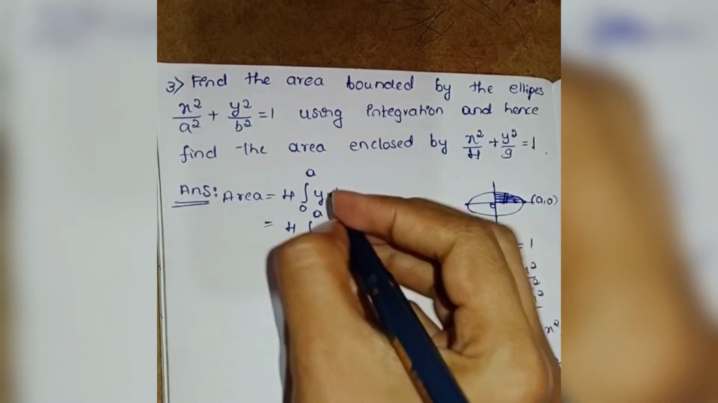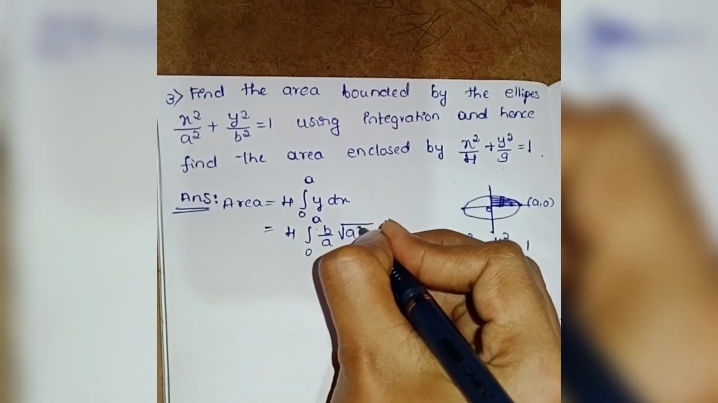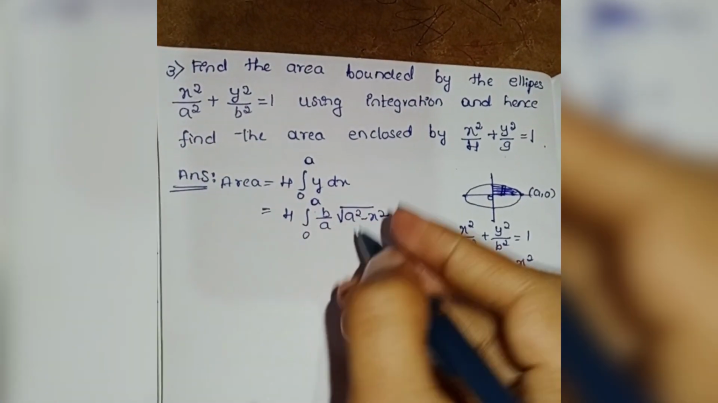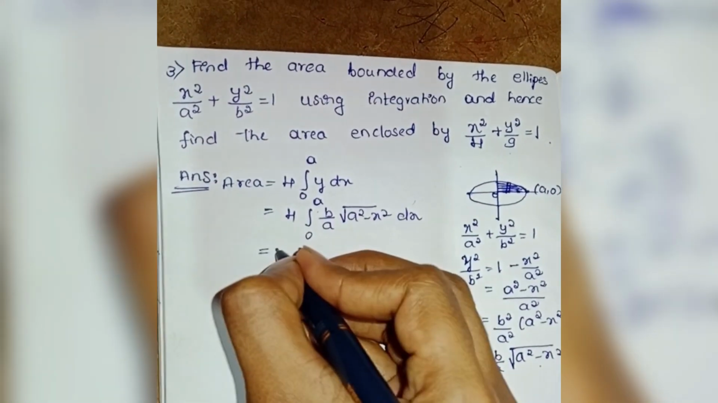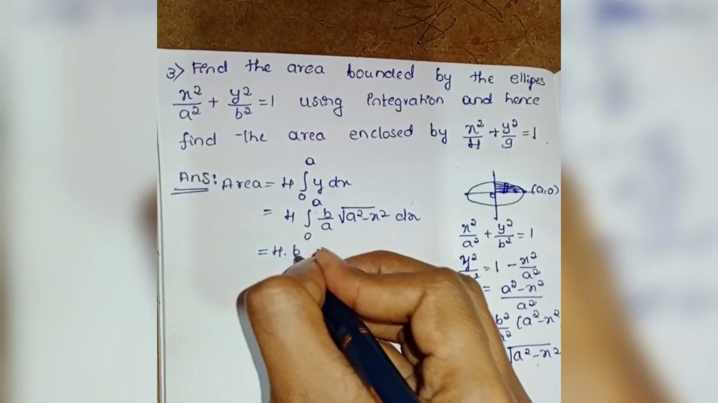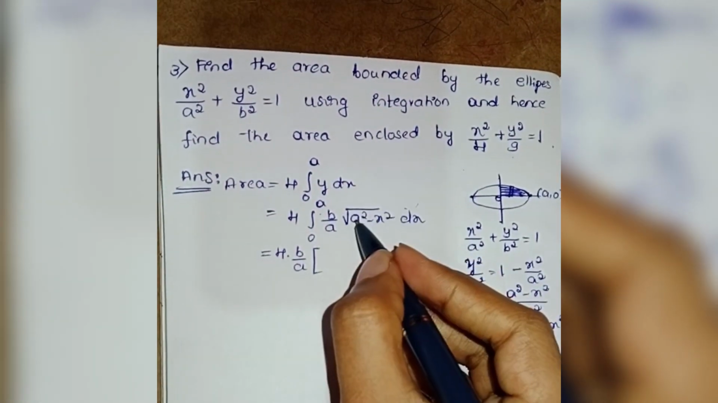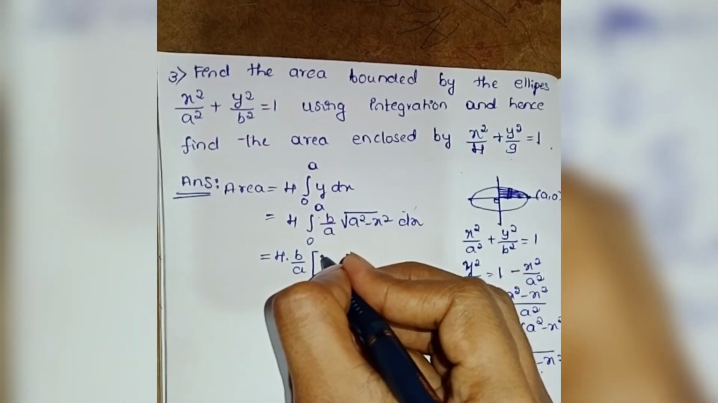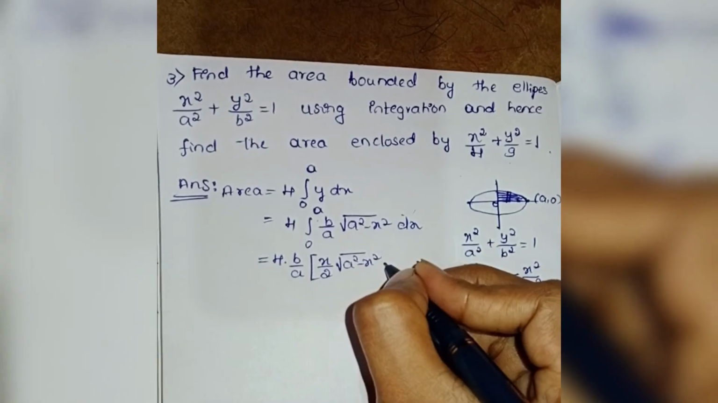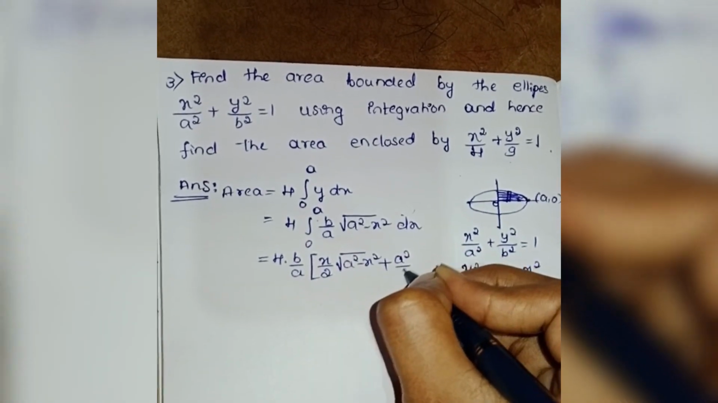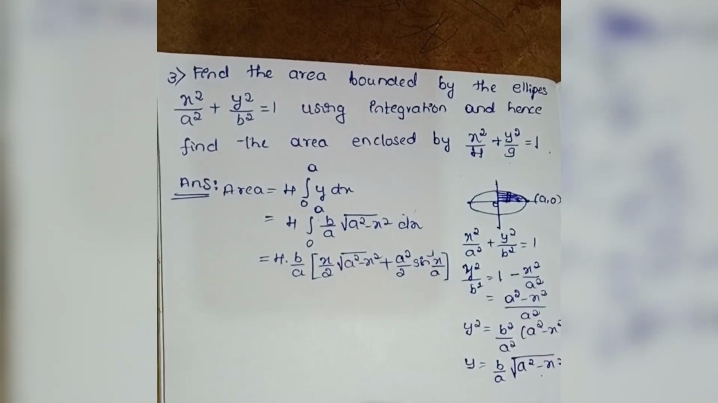Substitute here y is b by a into root of a square minus x square with respect to x, that is dx, which is equal to 4 times b by a. Correct? Now what is the integration of root of a square minus x square? That is x by 2 into root of a square minus x square plus a square by 2 into sin inverse of x by a.